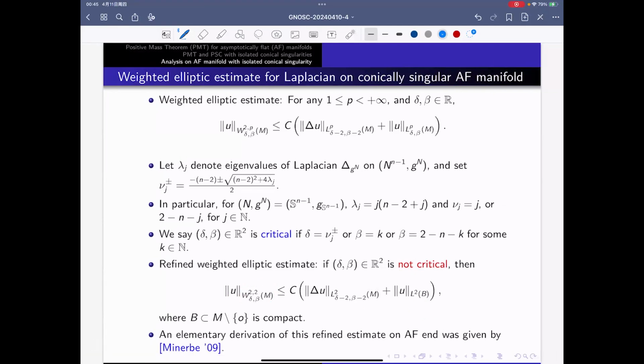And this refined weighted elliptic estimate on the asymptotically flat end was derived by some very nice and elementary calculations. And from this calculation, we can see why we need to rule out these critical indices. And of course, this kind of thing can have some other explanations by using b-calculus of Melrose and Mazzeo, and some other people.